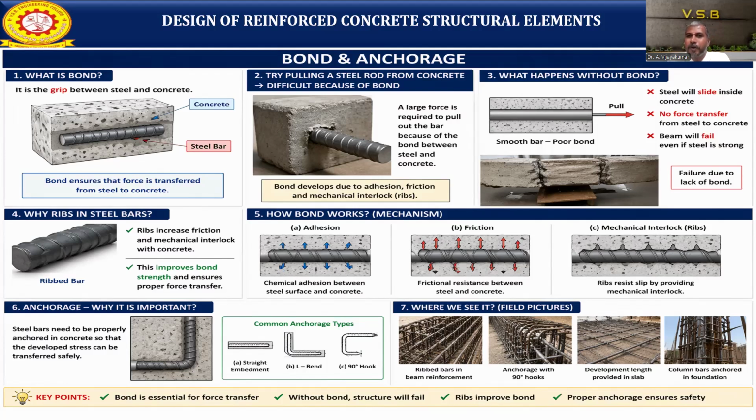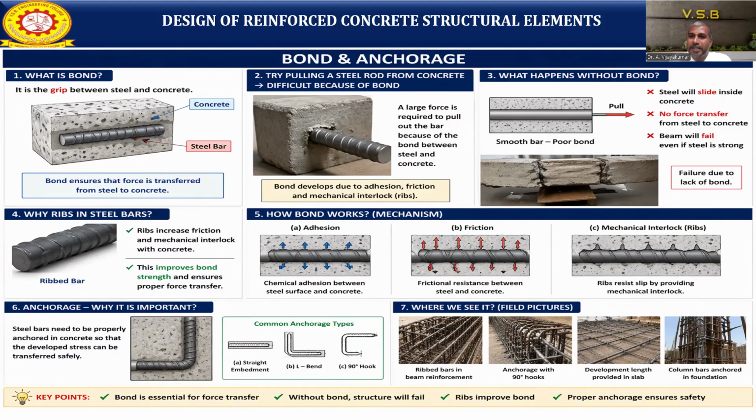Okay, so what happens without the bond? What will happen to our structure? Now see the image: a smooth bar is placed in the concrete. What will happen? A poor bond will result, because a smooth mild steel bar has no grip if ribs are not provided. If you use that bar, there may be a chance that the steel will slide inside the concrete itself. When you apply a pull, it will slip out of the concrete.